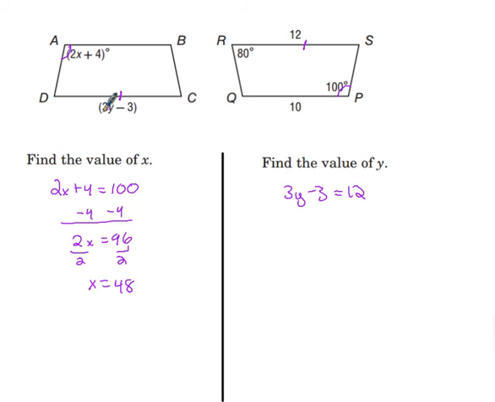So if you look at it, this is the longer side. It goes with the longer side. They correspond. They match. So we add 3 to the other side. We get 3y equals 15. We divide by 3, and we get 5. And there's our two answers.